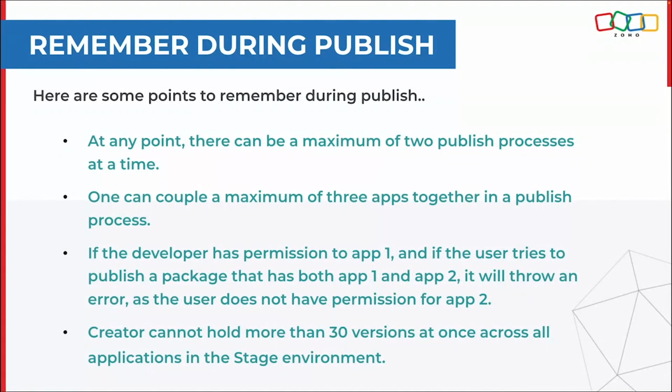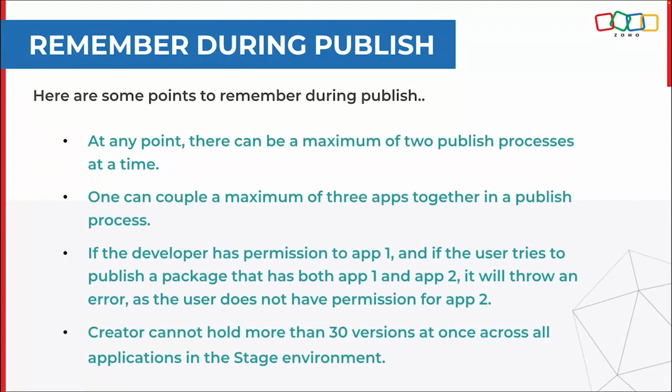Final point is creator cannot hold more than 30 versions at once across all applications in the stage environment. Since we just saw that we can create multiple stage versions, we discussed it some time before. We can create multiple stage versions in case a stage version is not ready for pushing to live. The developer can modify the changes, develop it more effectively, and push it as a new stage version like v1.0 or 1.1.